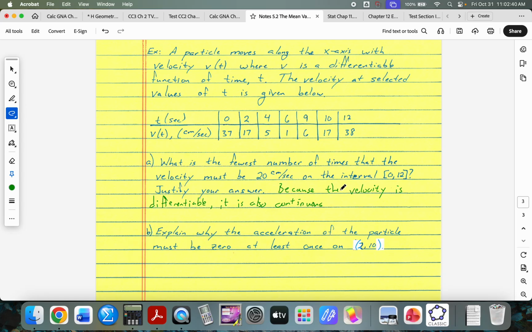Now, the velocity has to be equal to 20 somewhere on this interval, right? Because the velocity went from 37 to 17. And here, the velocity went from 17 to 38. So the answer is, well, twice.